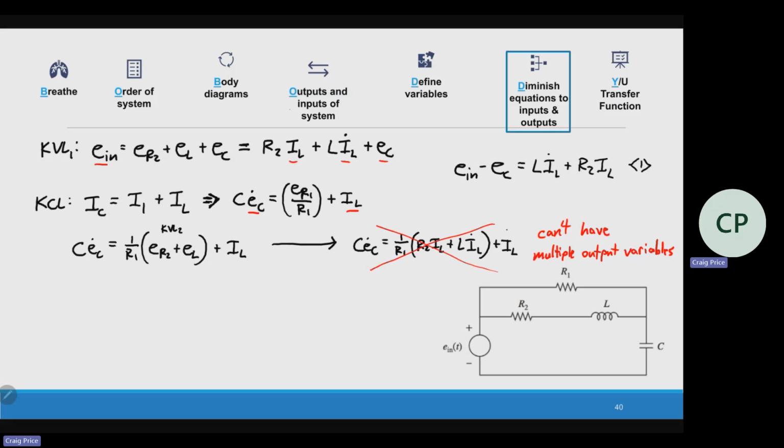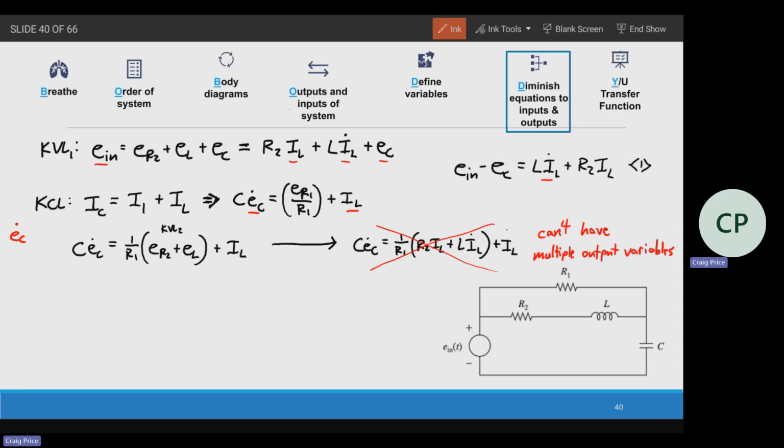What that means is I can only have one variable with a dot in each equation. I want to try to avoid this, because I've already got IL dot here. The equation we want should just have an EC dot only. No combination of the two derivatives. The variable can be there as long as I don't have two different derivatives. So I've got to go back to the drawing board.